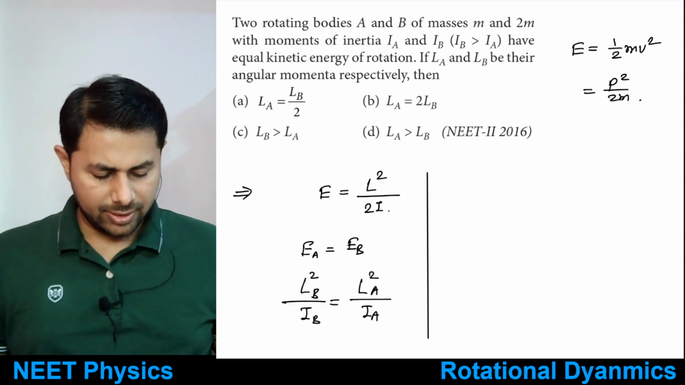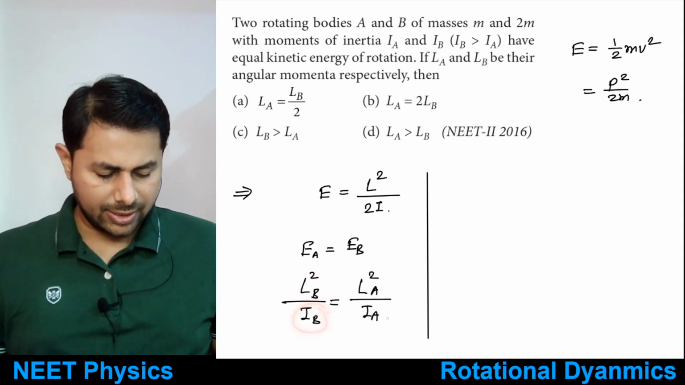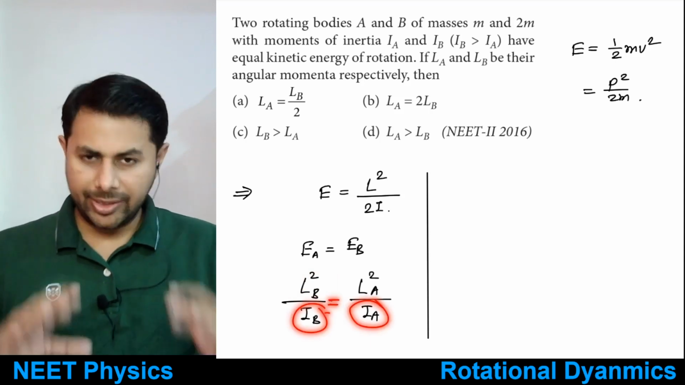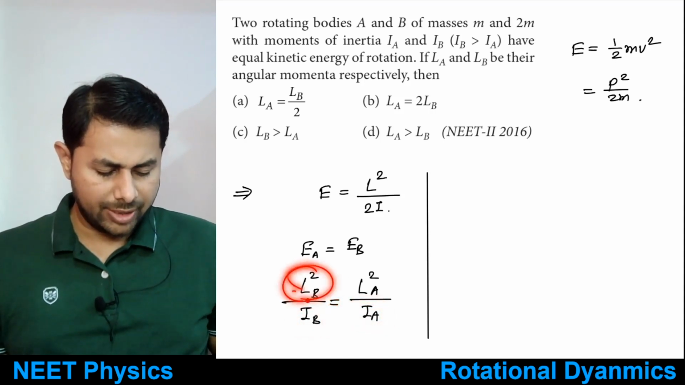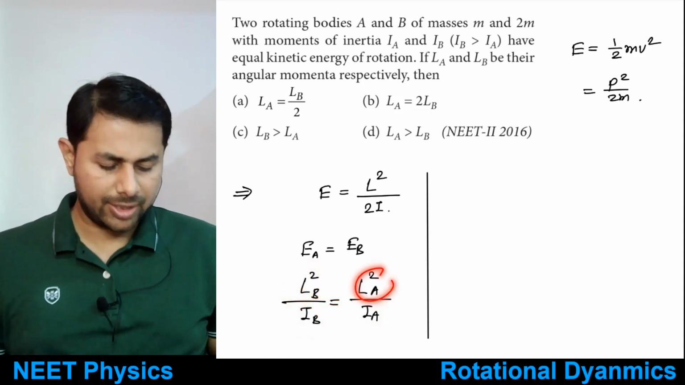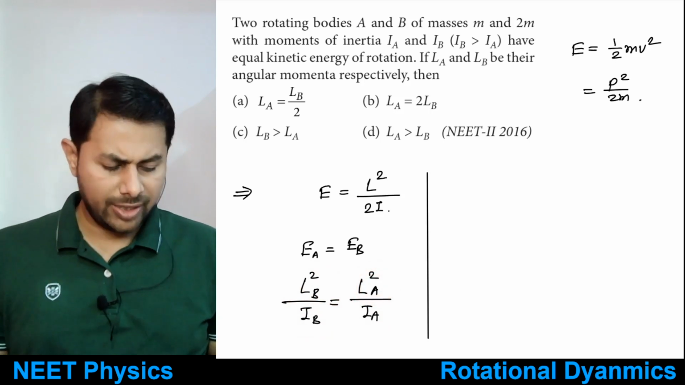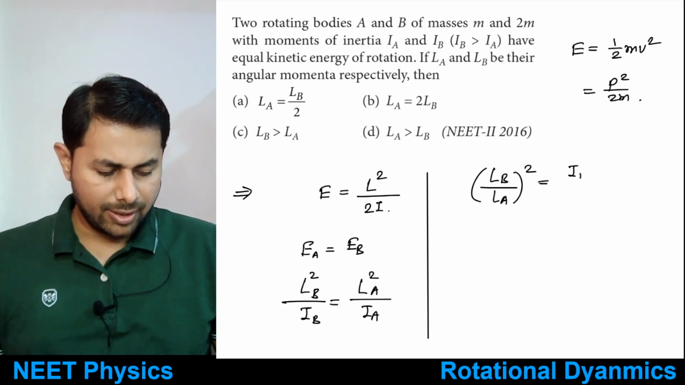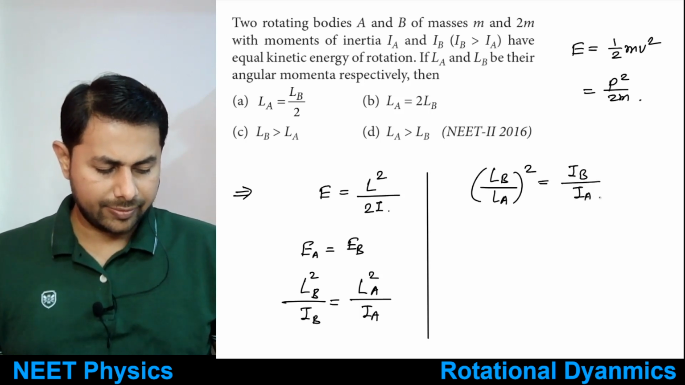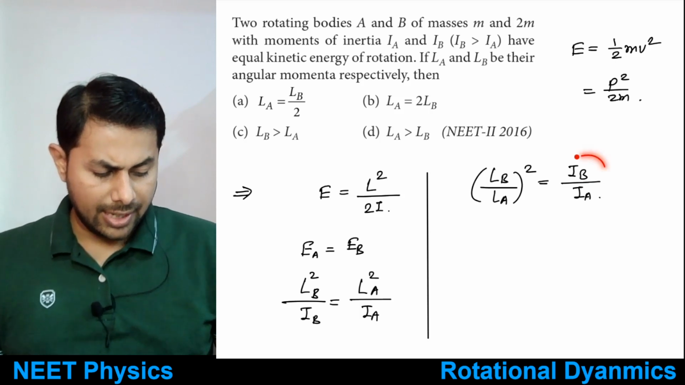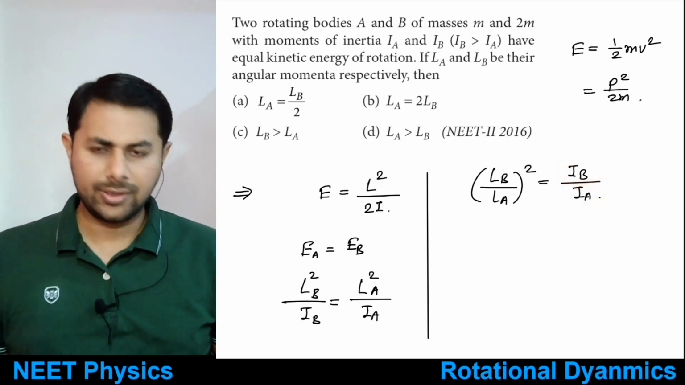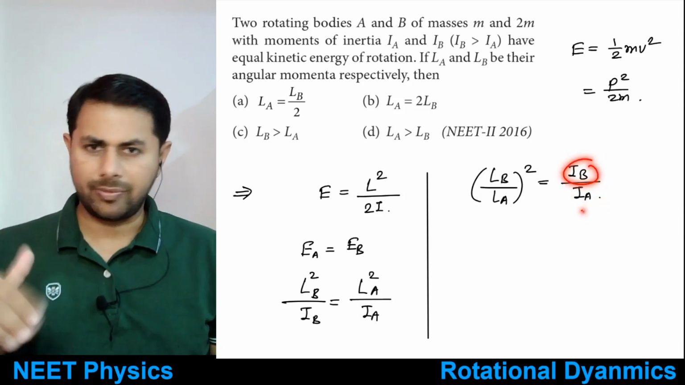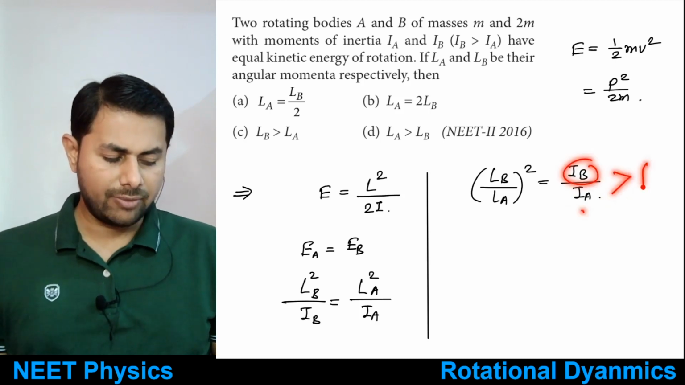Since the denominator of this one is greater than the denominator of this one, but the ratio is equal, that means the numerator of this one must be greater than the numerator of this one. You can do it this way, or you can say that LB divided by LA square is equal to IB divided by IA, right? IB is greater than IA means the numerator is greater, denominator is less. So this is greater than 1.